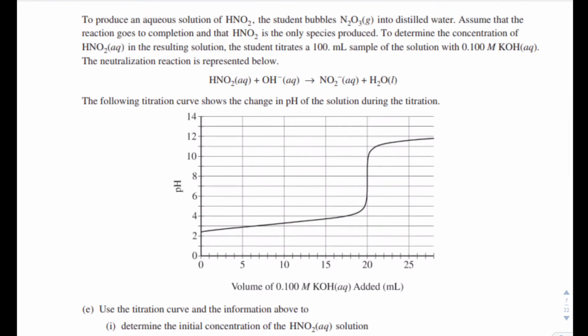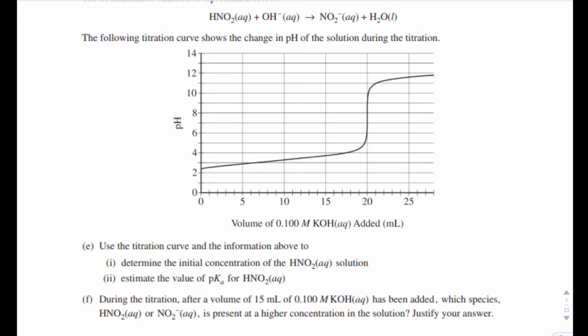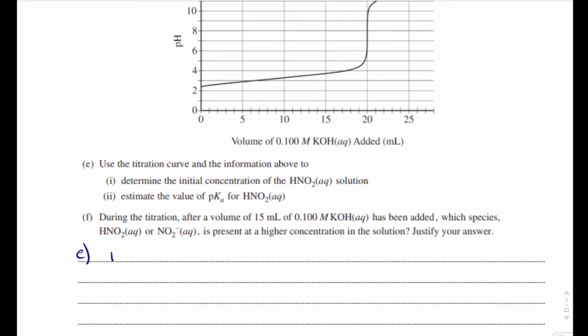And here what we have is to determine the concentration of HNO2, the student titrates, so we're titrating again, which should make sense because we have a titration curve here. We're going to titrate 100 milliliters of our solution with 0.1 molar of KOH, and we get this reaction here. And what they want is, using the titration curve, to determine the initial concentration of HNO2 for our solution. So we'll do part E 1 first.